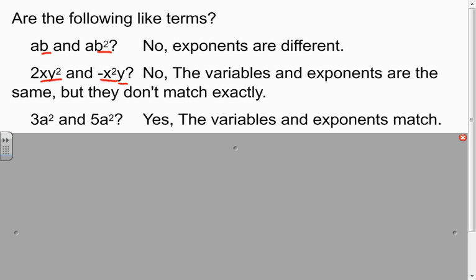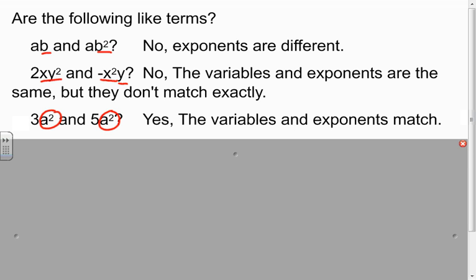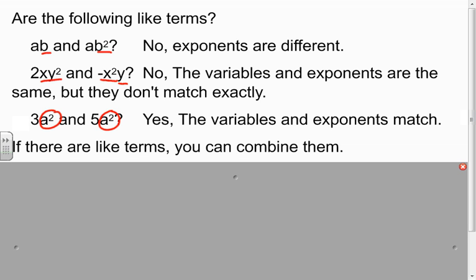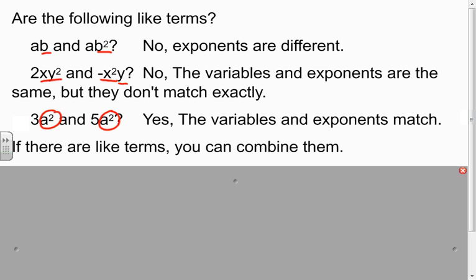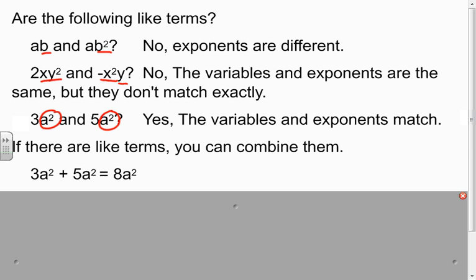These are like terms. If I look at the variable parts, I've got a squared and a squared. They're exactly the same. The 3 and the 5 are not a part of the variable. Those are the coefficients. The variable parts match exactly. So that makes them like terms. If you do have like terms, you can combine them. You can put them together. So if I have 3a squared and 5a squared, I can put the 3 and the 5 together and get 8a squared. We'll talk later about why the a squared doesn't change.